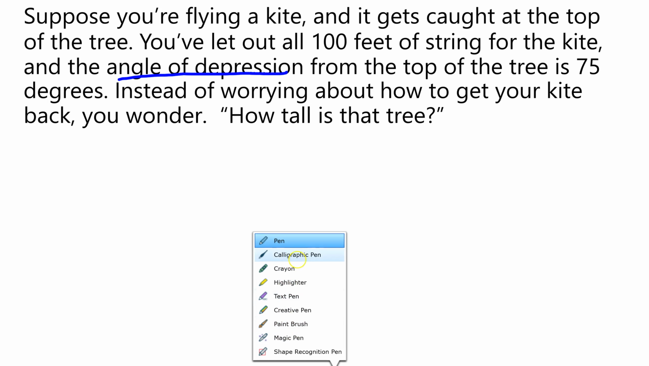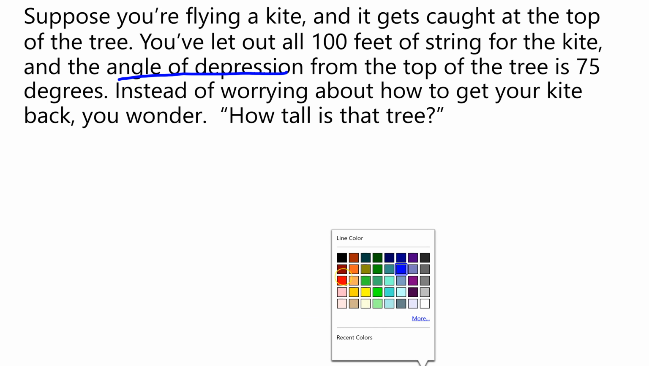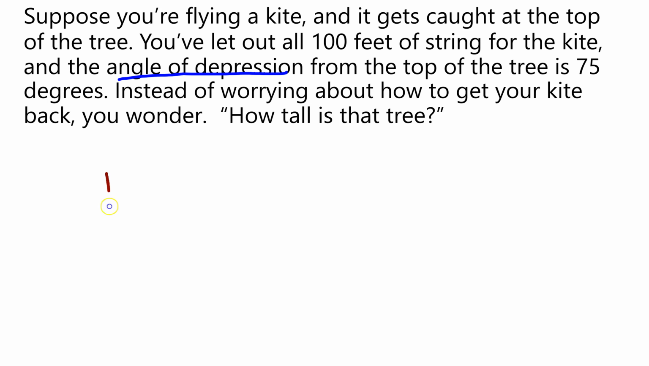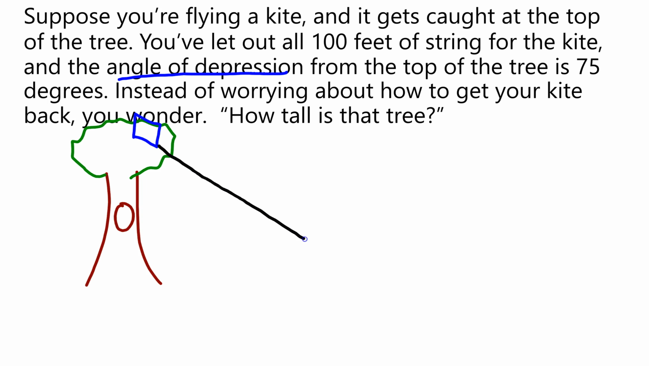So let's go ahead and draw a quick tree here. Let's get a nice brown color for our tree. Say the tree has a little hole for an owl to hide in, but anyways, here we go. Nice, lovely tree. So our kite, let's say we got a blue kite here, is stuck right at the top of this tree. There's our kite, and we've let out all 100 feet of the string. We're pulling onto it pretty tightly here.